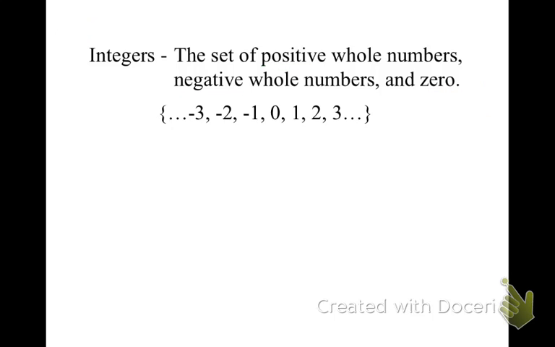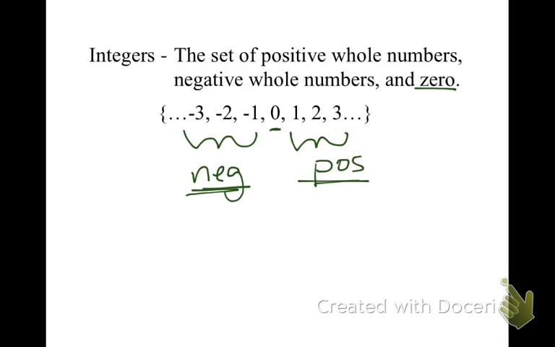So an example would be 0, which is our 0 over here. We have our positive numbers, and then we have our negative numbers. So you think of an integer, just think of the number line. The number line has negative values, positive values, and 0.